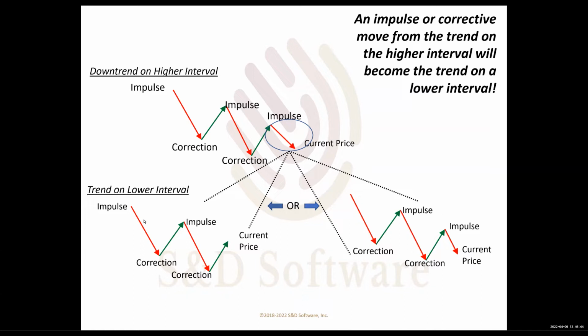Now, on the lower interval, because this is a trend, we can potentially find ourselves in two possible states. On the lower interval, we could be currently in a correction, or we could be in an impulse. And as we'll see, that affects things when you go to even lower intervals.